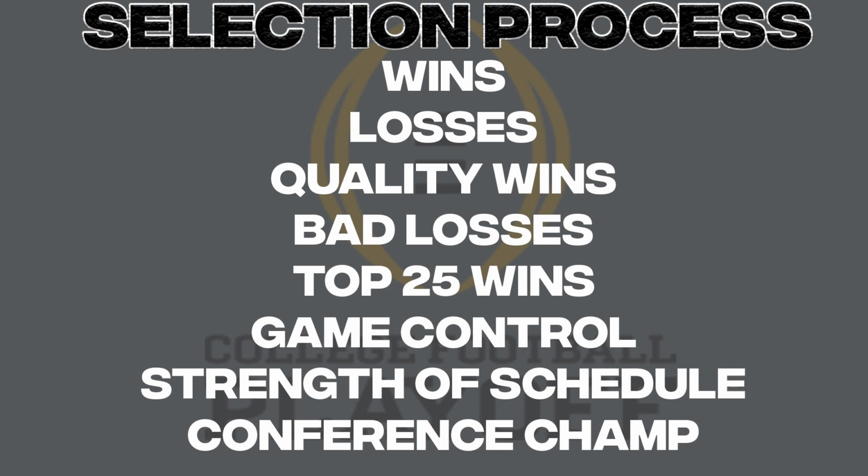They go off of wins, obviously, losses. Quality wins are one of the things that they look for. Quality wins are wins against an opponent with a winning record above .500. A team that's 6-6 is not considered a quality win. 7-5 is considered a quality win. Bad losses are the opposite of a quality win. It is a loss to a team with a losing record. So a loss to a team that is 6-6 is not a bad loss. 5-6 or 5-7, that's considered a bad loss.